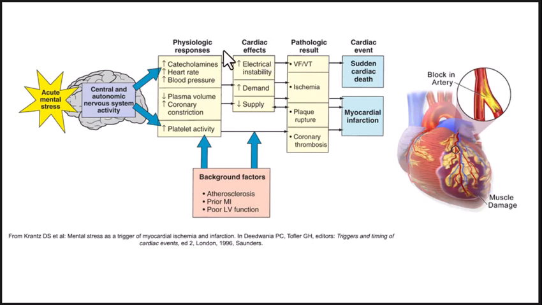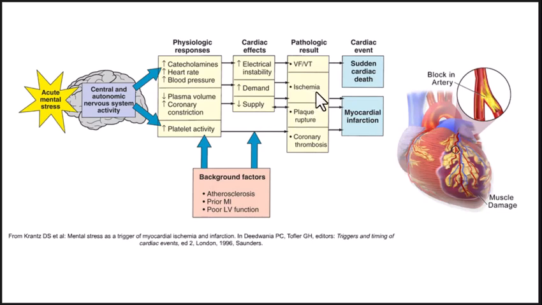Some other effects that can be seen because of these physiologic responses to acute stress can be an increase in electrical instability. So the electrical supply to the heart that permits a contraction needs to be appropriate. Acute mental stress can lead to an increase in demand on the heart and a reduction in supply, blood supply to the heart, which is a problem. If we need more, but we're getting even less, you can see why that would be a problem.